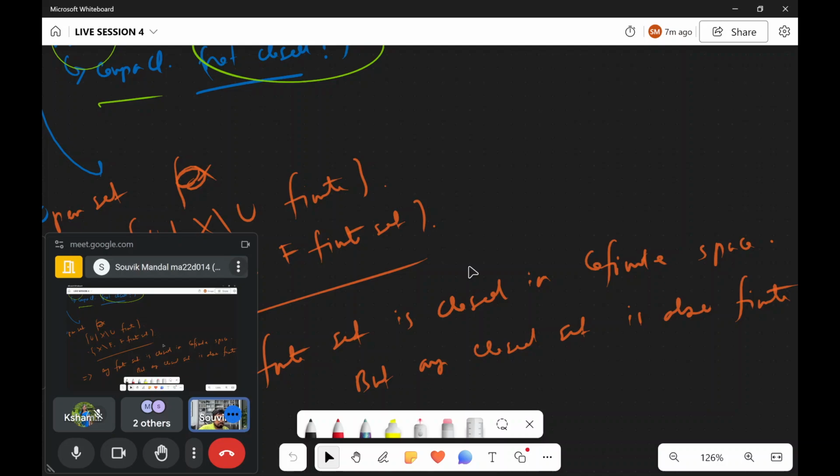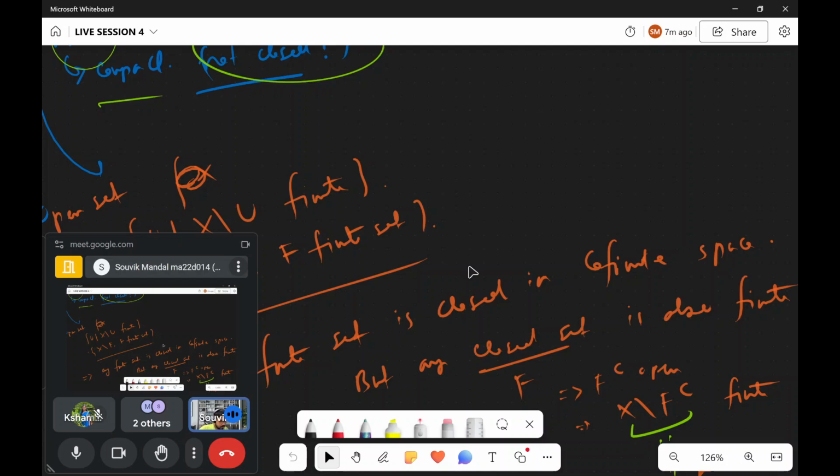Because if you consider its complement, that will be open. Complement open means what? If you take F to be the closed set, this implies F complement is open. This implies X minus F complement is finite. X minus F complement is nothing but F. Okay, so this is the argument.